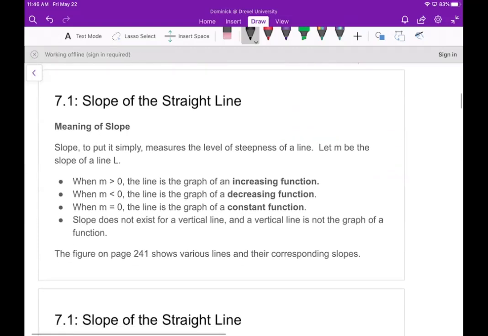Okay, now we mentioned earlier that slope measures the level of steepness of a line, right? Now, if your slope is positive, that means that your graph is increasing, right? If your slope is negative, that means that it's decreasing, right? And of course, if your slope is 0, that means that you have a constant function. And of course, this is just a horizontal line.